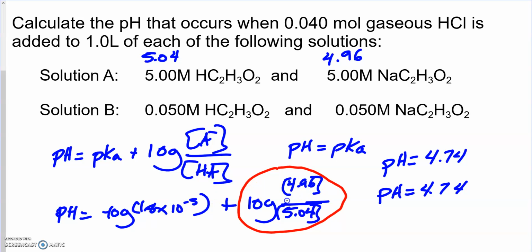So again, we go back and look at a buffer. A buffer should be a weak acid with its conjugate base, or a weak base with its conjugate acid. Ideally, we want high concentrations.